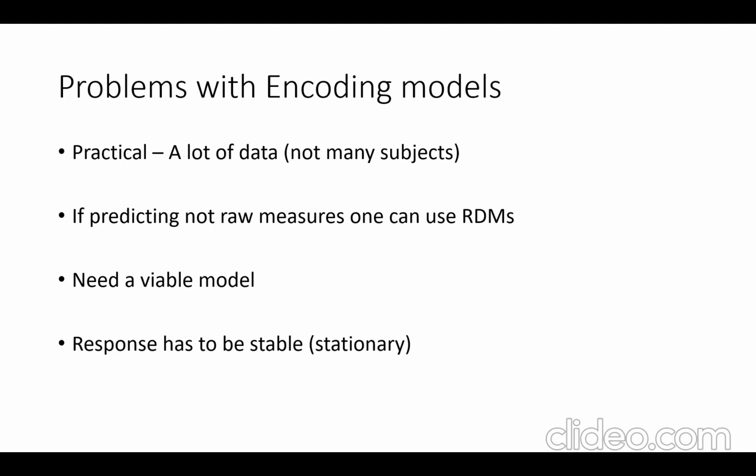I have always talked here about predicting the raw measures, so the raw fMRI activity, but you can also try to predict the dissimilarity matrices, which basically becomes like RSA, which you then can try to reduce your training data. One of the big problems is you need a viable model. So if you're trying to explain a more complicated cognitive process, then you would need quite a complicated cognitive model that can explain it. The response has to be stable, but this is a problem with most models.